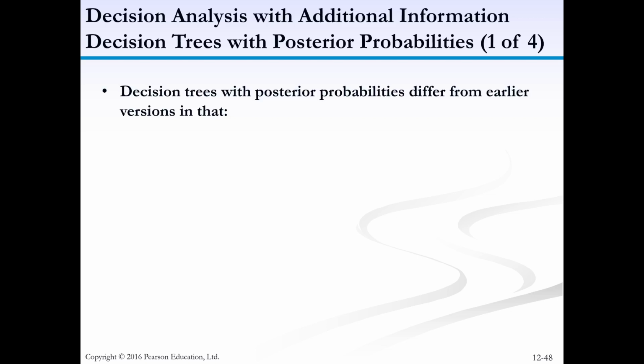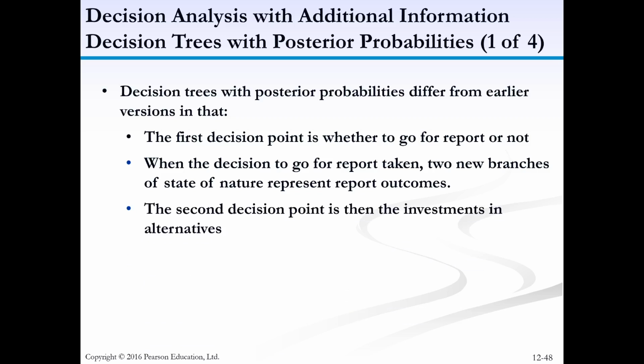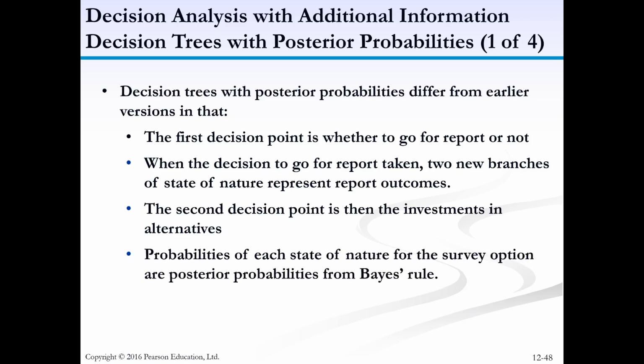Decision analysis with additional information, decision tree with posterior probabilities. Now, decision trees with posterior probabilities differ from earlier versions in that the first decision point is whether to go for report or not, and when the decision to go for report is taken, two new branches of state of nature represent report outcomes, and the second decision point is then the investments in alternatives. Probabilities of each state of nature for the survey option are posterior probabilities from Bayes' rule, and we assume that the report is not free and has cost us $1,000.